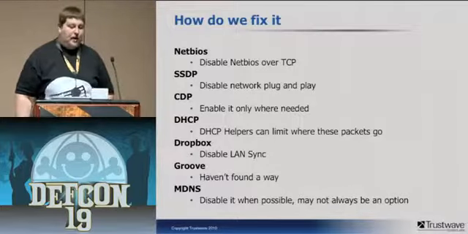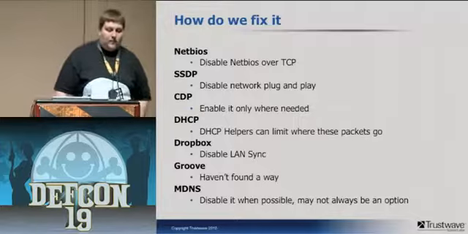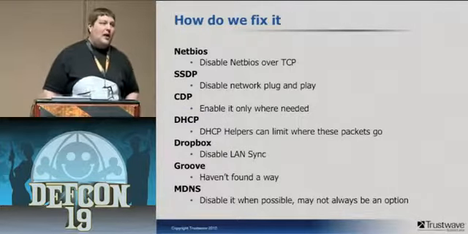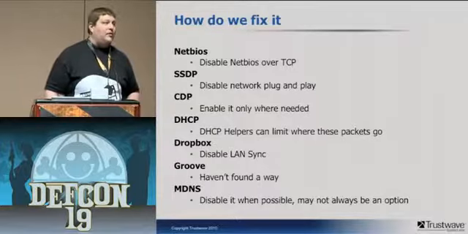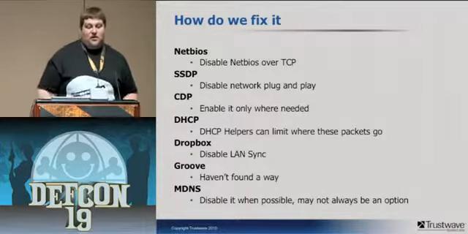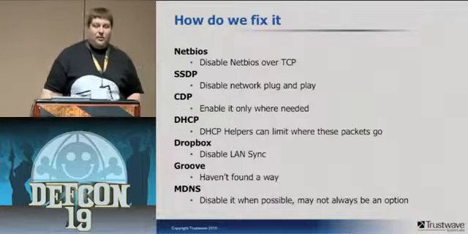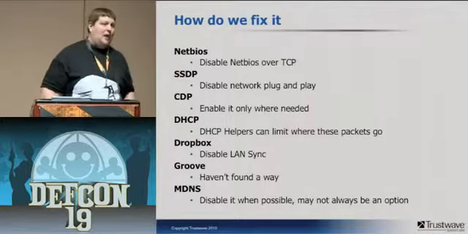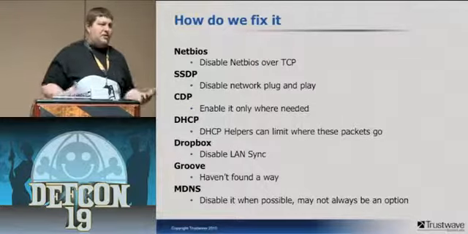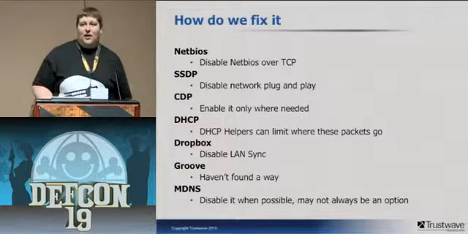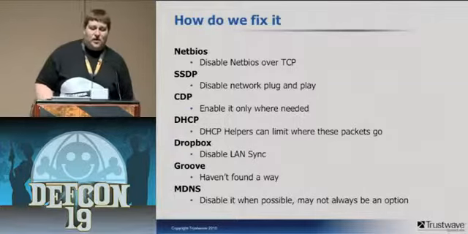So DHCP, Cisco has the concept of a DHCP helper. DHCP helpers can help limit where the DHCP information goes, and that will cut down on your ability to leak information via DHCP. Dropbox disabled the LAN sync protocol, and this doesn't happen. Basically, you can still get a lot of that same communication that you need. It may generate a little bit more traffic, but it certainly won't give away as much information about what you have.